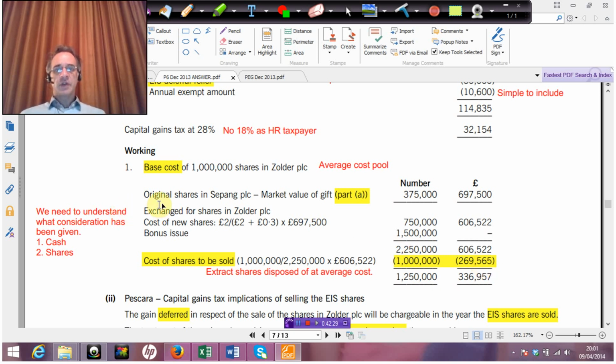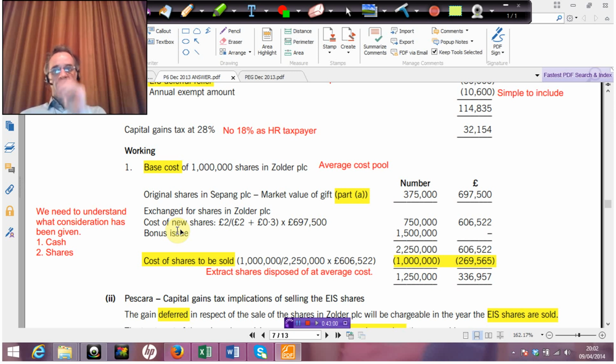First things first, we know that the starting point for this pool had to be the market value at the date of gift. In other words, the value that she received them as. There was no issue with reliefs or anything like that. So they simply start in the pool as 375,000 shares at the market value that we calculated, and you remember that that was just using the quarter up rule. Now here's the tricky bit. I think this is maybe the trickiest bit in the question.